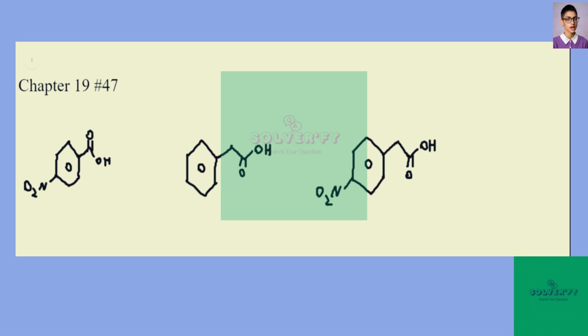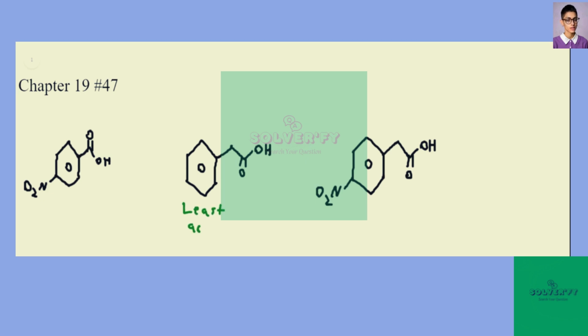This is the answer to Chapter 19, problem number 47 from the Smith Organic Chemistry textbook. In this problem, we're given these three molecules, and we're asked to order them from least to most acidic, and then to give an explanation as to why. This middle molecule here is going to be least acidic.